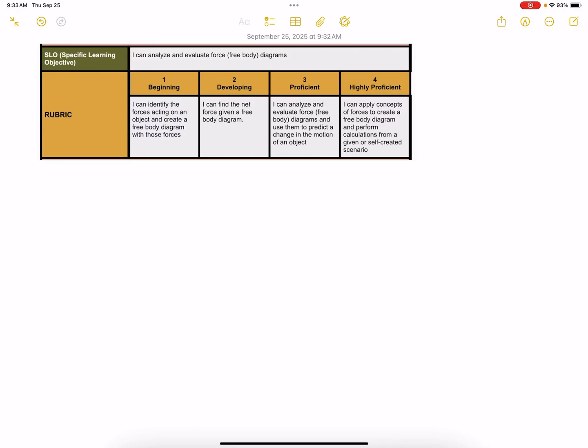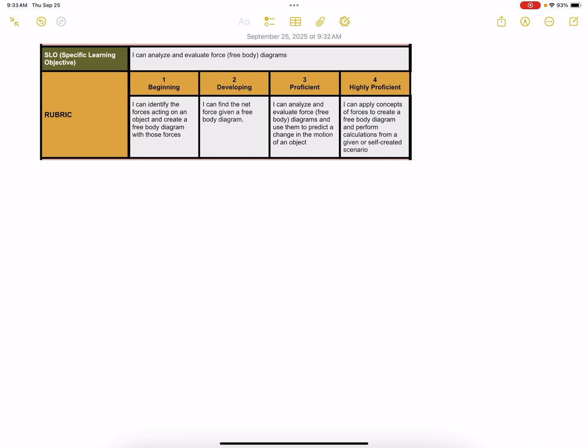Hey everyone, I wanted to go ahead and take a quick look at what the expectations are going to be for the second part of our Newton's Law quiz, which is going to revolve around force diagrams. Our specific learning objective says, "I can analyze and evaluate force diagrams or free body diagrams." And then we've got our 4 levels here.